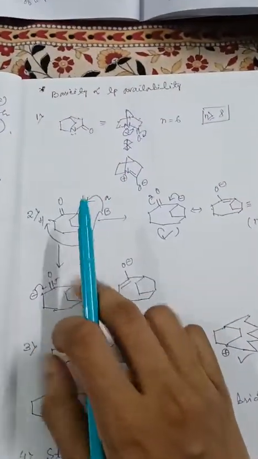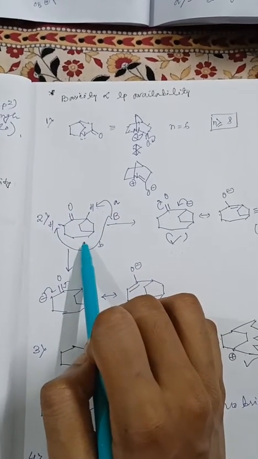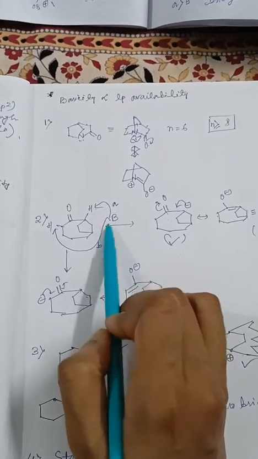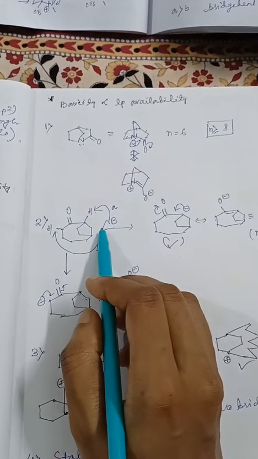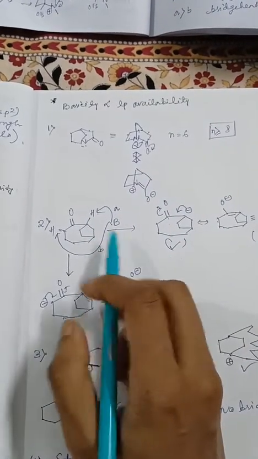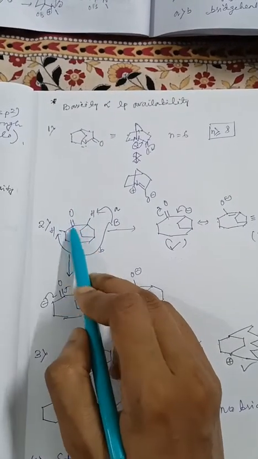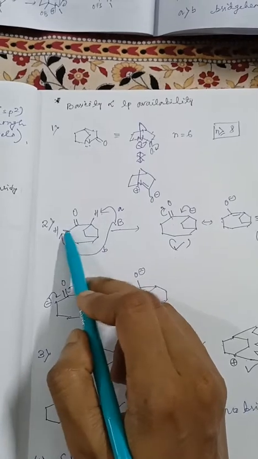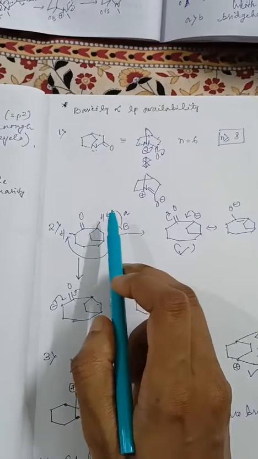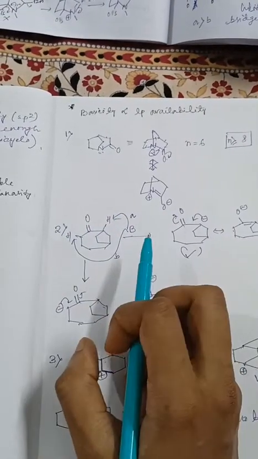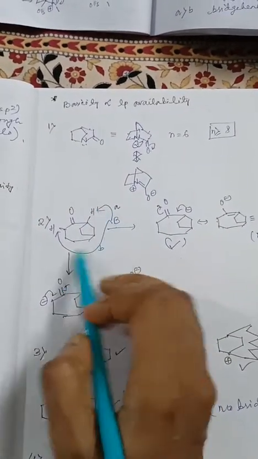Now the next example. If such a compound is provided in any exam and there is any base, B represents base, so there will be two possibilities. Since we all know a base abstracts the acidic hydrogen, and in this compound the carbonyl group is present here, these two are the alpha positions with respect to this carbonyl. These two will be more acidic carbons and this hydrogen will be more acidic because of the electron withdrawing tendency. Now there are two possibilities, A and B.